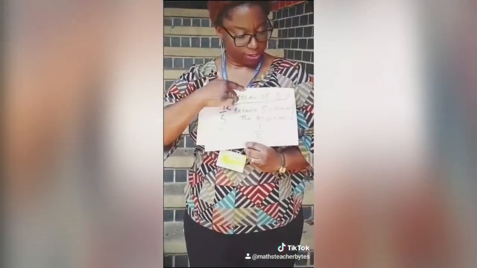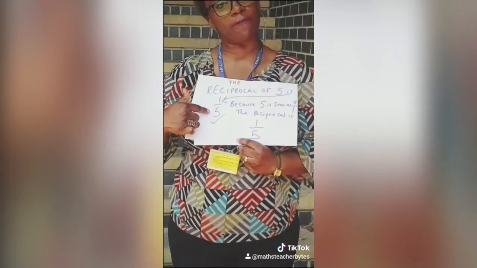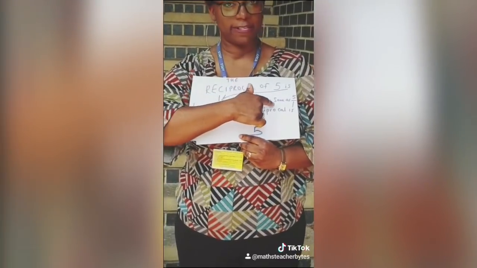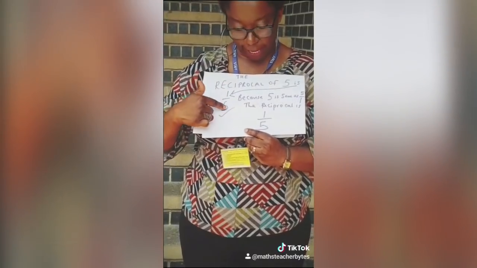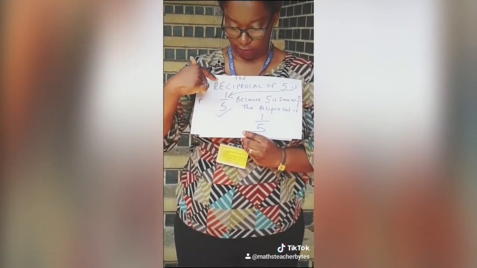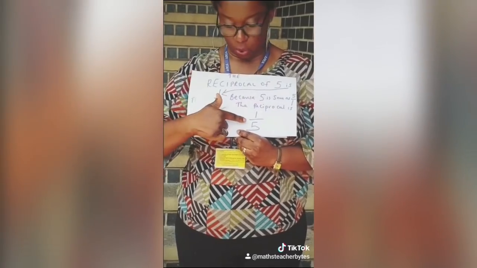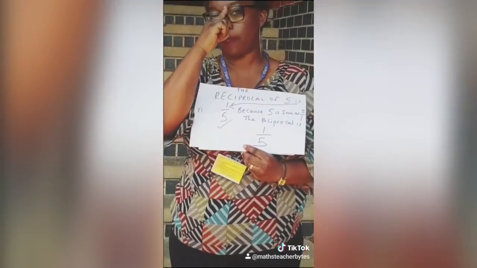The reciprocal of 5 is 1 over 5, because 5 is the same as 5 over 1. When you turn it upside down, you get 1 over 5. So the reciprocal of 5 is 1 over 5. Turn a number upside down. What you get is the reciprocal.